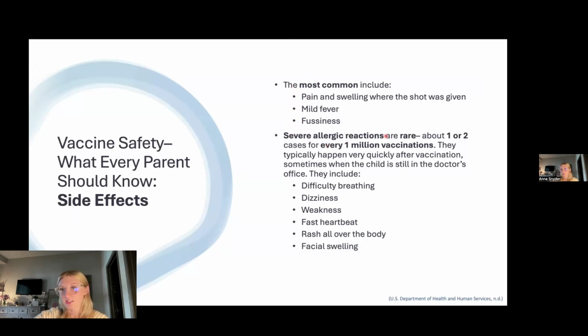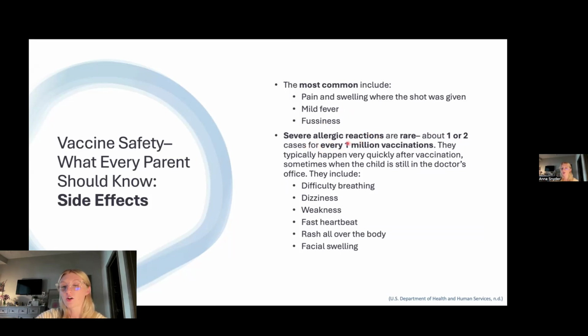Severe allergic reactions are rare. They occur about 1 or 2 cases for every 1 million vaccinations. They typically happen very quickly after the vaccine is administered, sometimes even with the child still at the doctor's office. And some of those severe allergic reaction symptoms include difficulty breathing, dizziness, weakness, fast heartbeat, a rash all over the body, facial swelling. But like I said, these are very rare, 1 or 2 cases for every million.